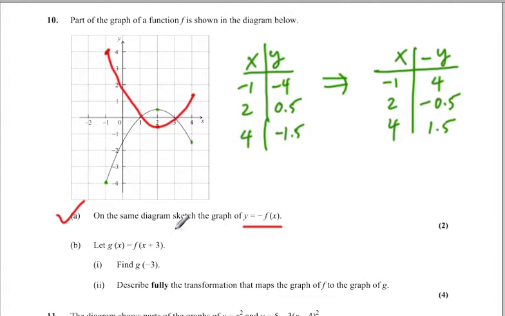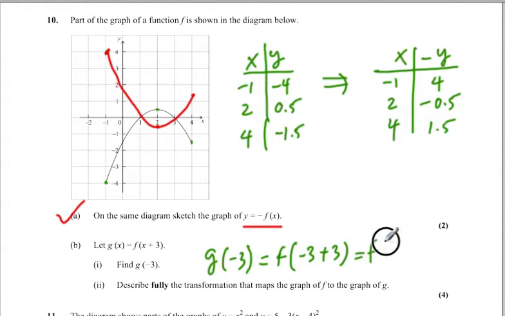Switch back to green. So let g of x equals f of x plus 3. Find g of -3. Okay, this is one of these really interesting ones. Before we even do this question, observe that g of x is really f of x moved to the left by 3 because it's x plus 3. So if we want g of -3, it's simply f of -3 plus 3. All I'm doing is plugging this negative value right there. So it's simply f of 0.